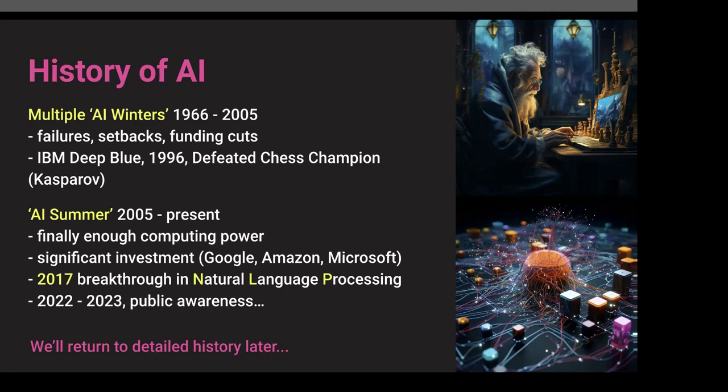There were breakthroughs during those years between 1966 and 2005. But for the most part, things were happening at a snail's pace, a very, very frozen pace. One of the key things that I'd like to make you aware of is IBM's Deep Blue. I don't know if you've heard of this. It's a computer system that in 1996 for the first time ever defeated the world chess champion Garry Kasparov.